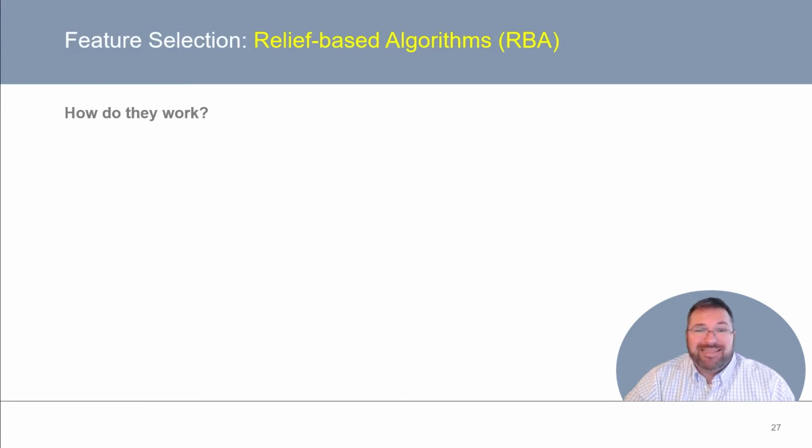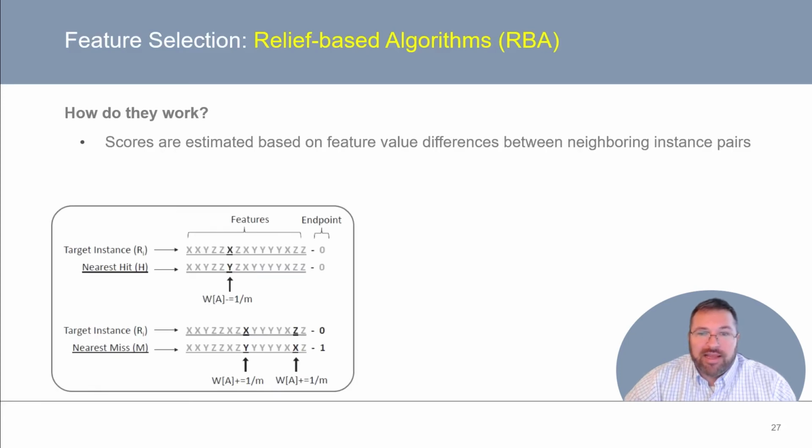First, let me give you some basic intuition as to how RBAs work. These methods start by calculating the distances between all instance pairs in the data in order to identify neighbors for each. Next, as illustrated in this figure, for each instance in the dataset, labeled in this figure as the target instance, we compare the values for all features between the target and neighboring hits, which are neighboring instances with the same class as the target, and between the target and neighboring misses, which are neighboring instances with a different class.